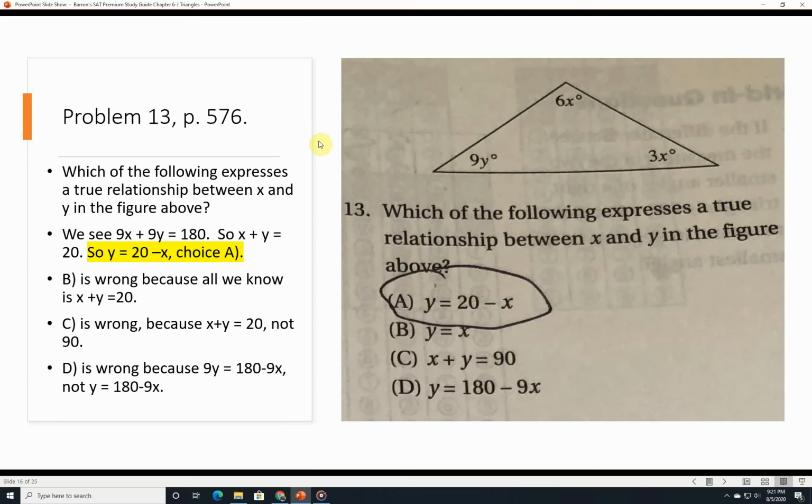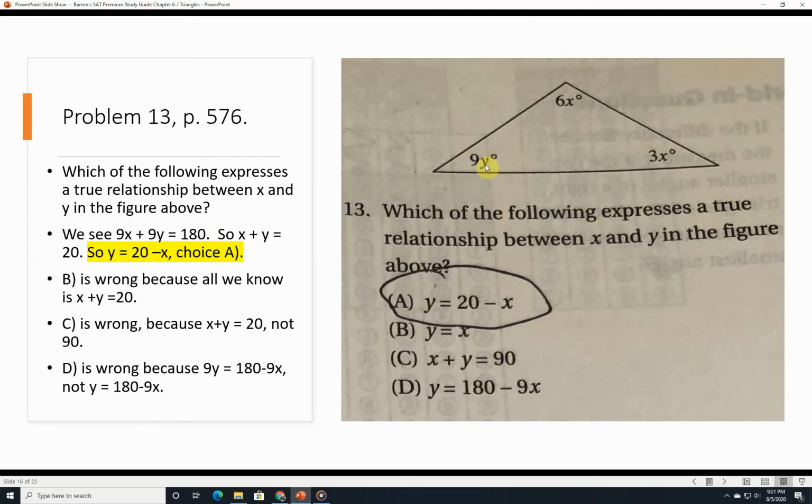Problem 13, page 576. Which of the following expresses a true relationship between x and y in the figure above? Well, all right, we can combine like terms. So we know 6x plus 3x is 9x. So we have 9x plus 9y equals 180. How do we know it's 180? Because it's a triangle and the degree measures always add up to 180, for the internal angles, anyway.